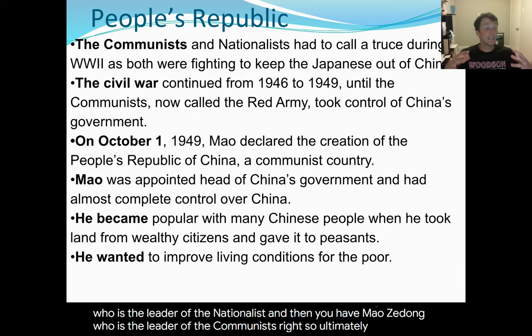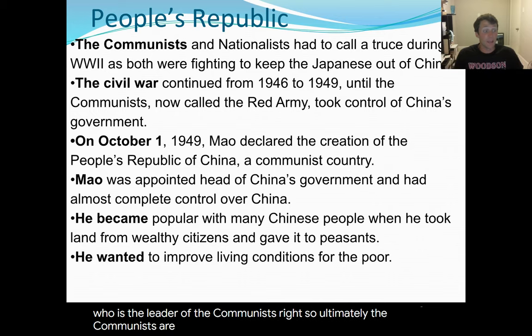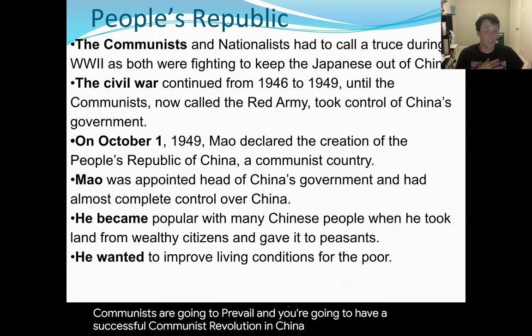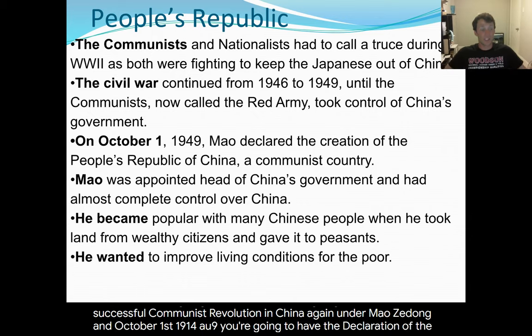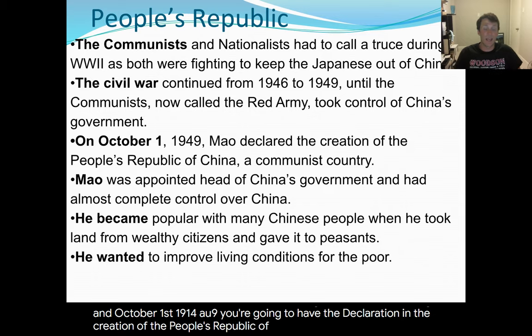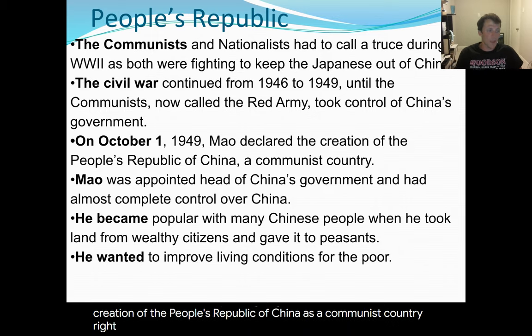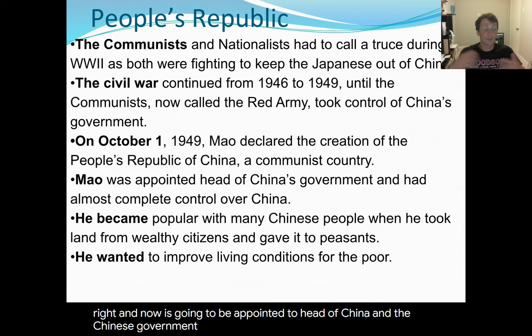So, ultimately, the communists are going to prevail, and you're going to have a successful communist revolution in China, again, under Mao Zedong. And on October 1st, 1949, you're going to have the declaration and the creation of the People's Republic of China as a communist country, right? And Mao is going to be appointed the head of China and the Chinese government, with almost complete control over China in doing so.